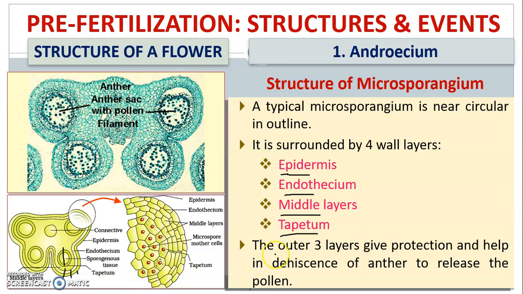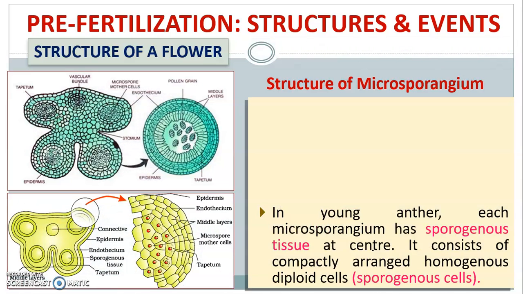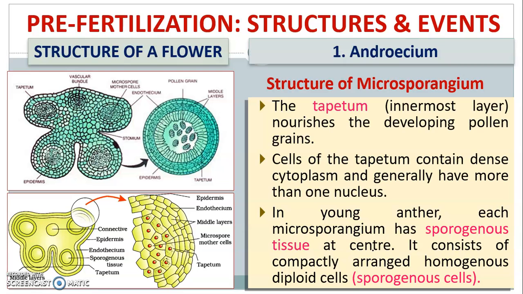So the outer three walls combinedly provide the protection and help in the dehiscence of the anther, means the spreading of the anther, right? But the innermost layer, that is the tapetum. This tapetum provides the nourishment for the developing pollen grain. As the pollen grain grows, this tapetum provides the nourishment to the pollen grain.